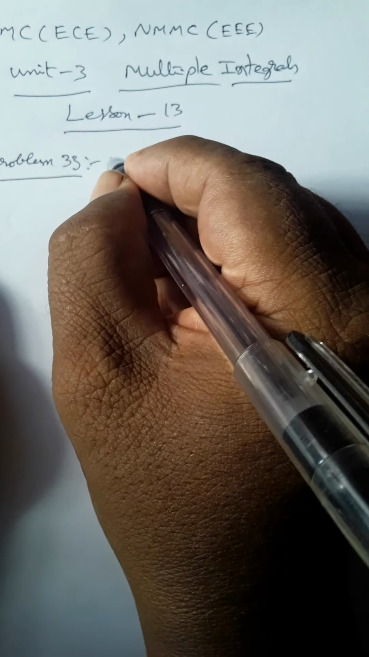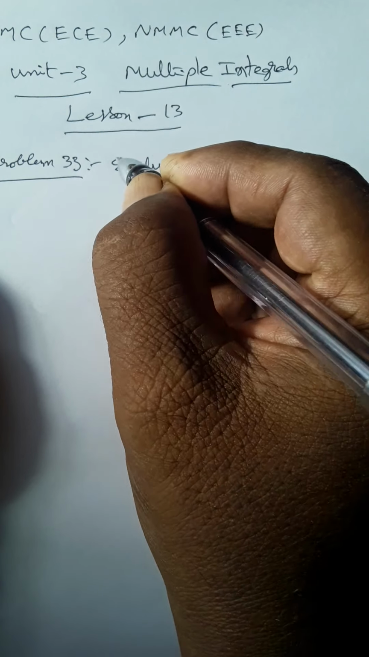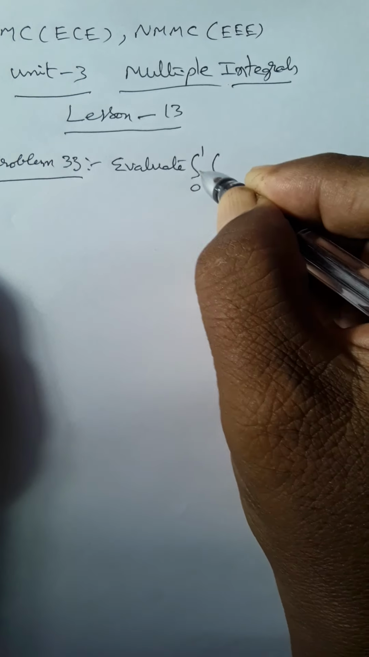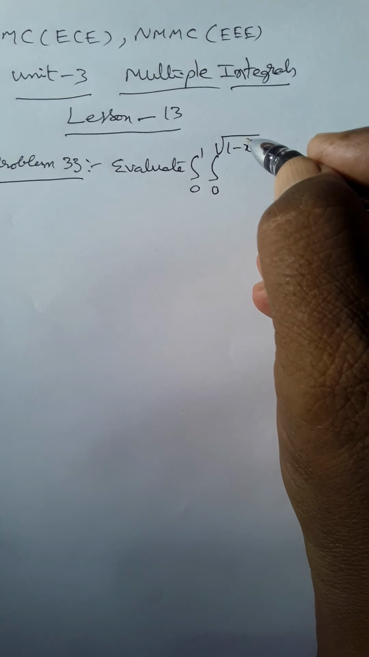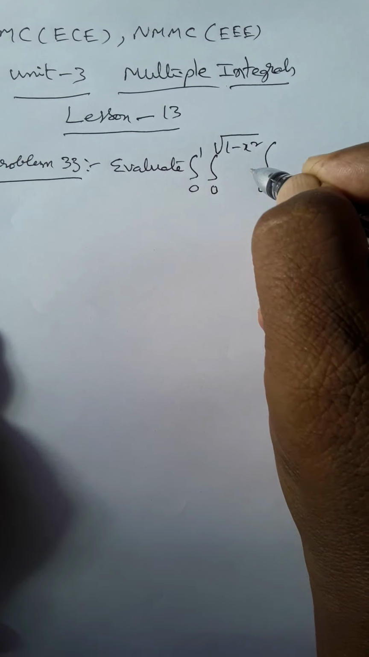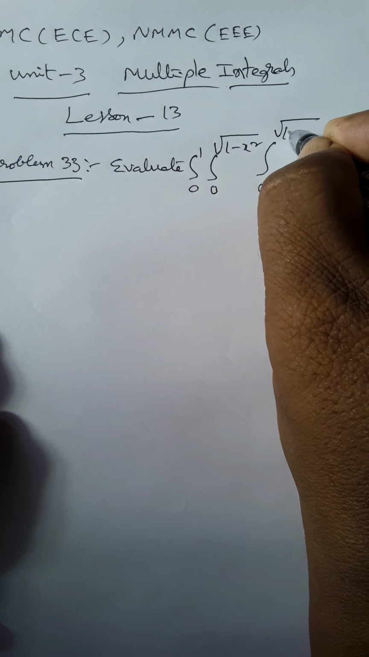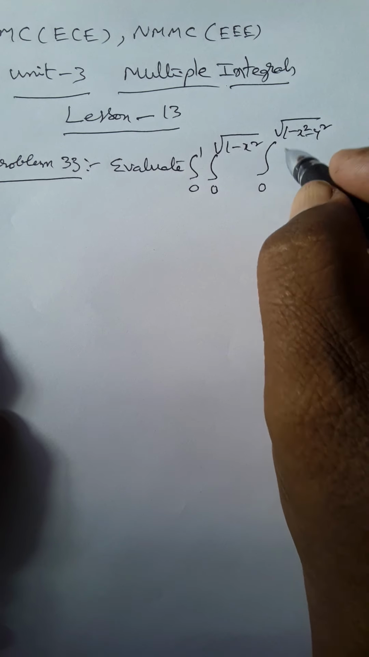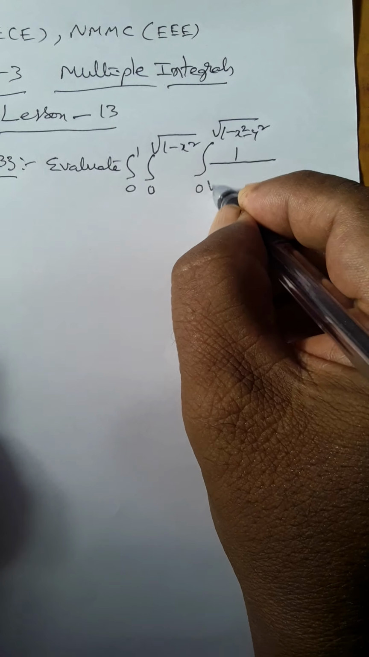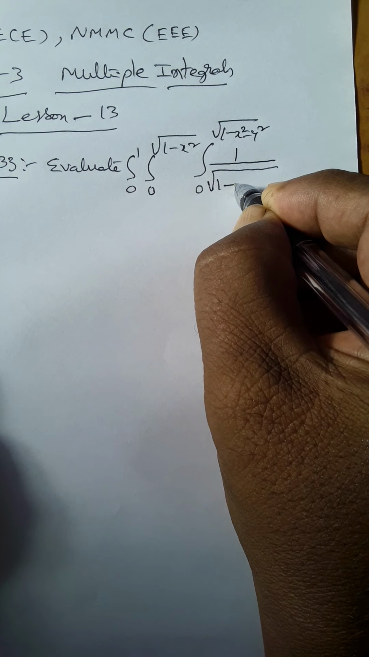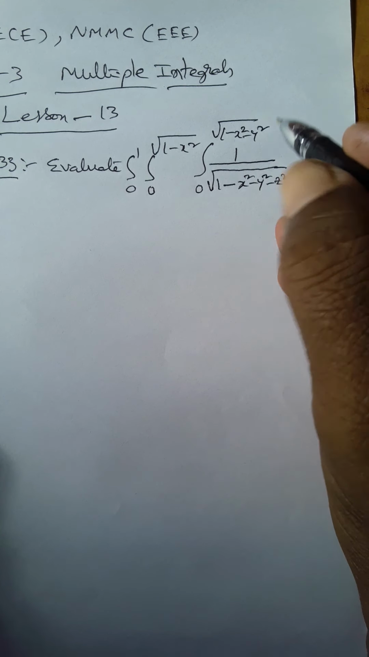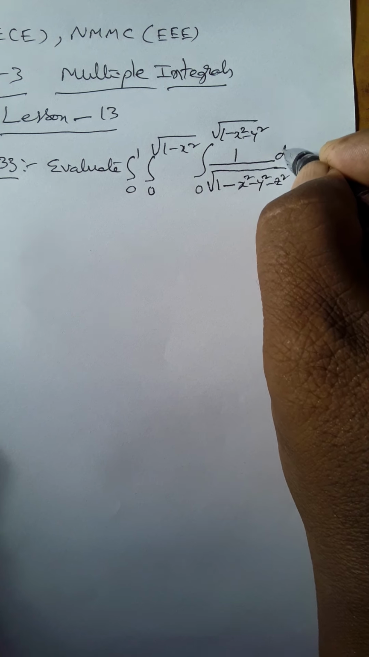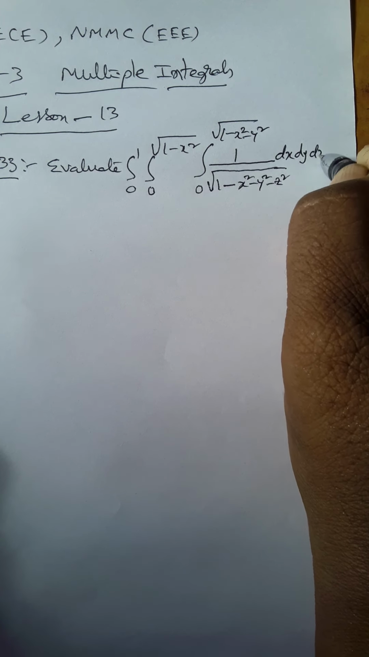Evaluate the integral from 0 to 1, integral from 0 to root over 1 minus x square, integral from 0 to root over 1 minus x square minus y square, of 1 by root over 1 minus x square minus y square minus z square, dx dy dz.